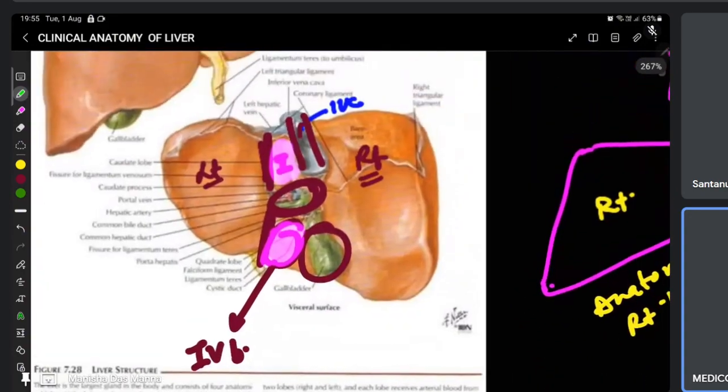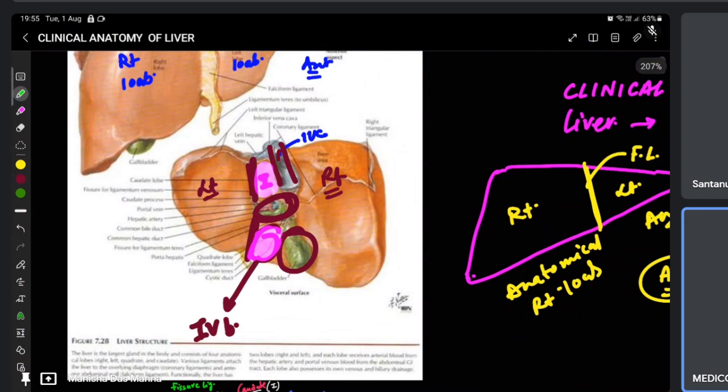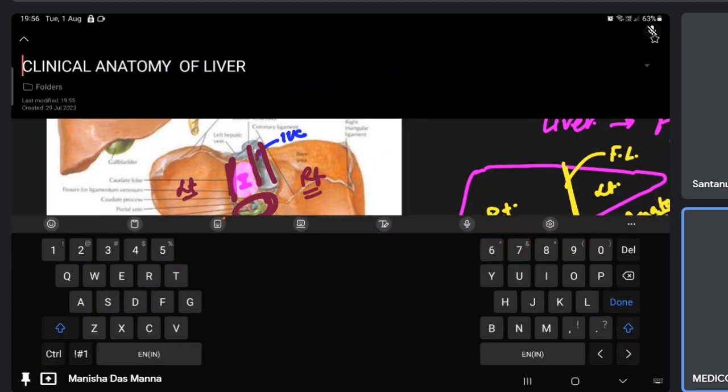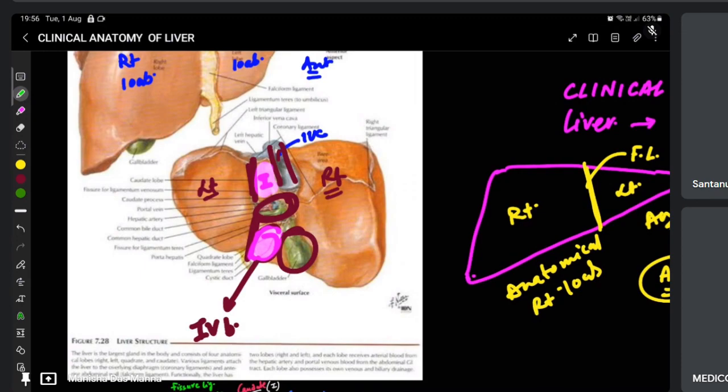Okay, so is it clear up to this? Clear. Just a minute. So the anterior and posterior aspects of the liver, anatomically, is it clear? Clear. Okay. Wait. Just a minute.